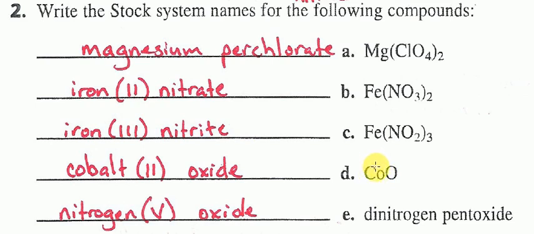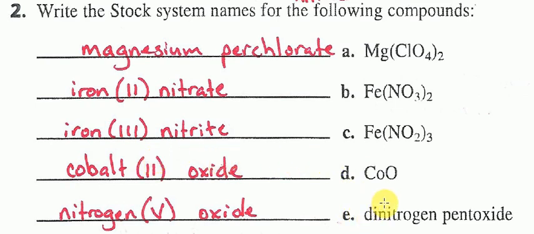Looking at D, we have Co, which is cobalt, and then an oxide here. So it's some type of cobalt oxide. I see there's only 1 oxygen, right? So that's a total of -2 charge. That needs to be balanced out by this single cobalt. So this cobalt must be a +2. So this would be cobalt 2 oxide.